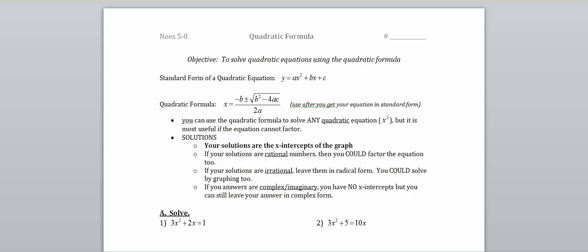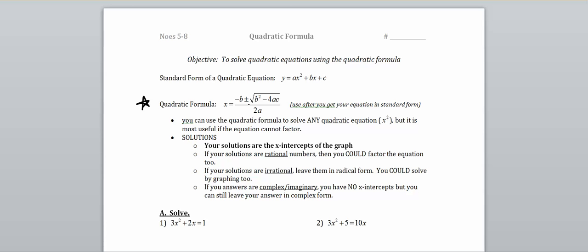All right, today's notes are going to be on the quadratic formula. Our objective is to solve quadratic equations using the quadratic formula. Now, when we talk about the quadratic formula, which is below, right here, it's x equals negative b plus or minus the square root of b squared minus 4ac all over 2a.